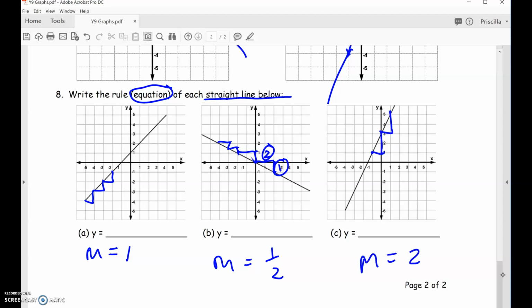Check my work. This one's going downhill. The little man is skiing downhill. It's actually negative a half. But this little man's going uphill left to right, and this little man is going uphill left to right, so they're both positive. So that's fine.